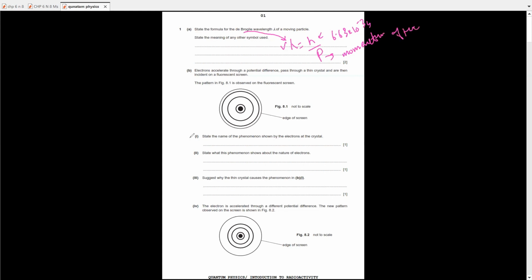The second part is: state the name of the phenomenon shown by the electron and the crystal. Again, if you have studied the chapters, you know that this is a diffraction pattern made by the electron when it is passed through the atomic cluster, diffraction grating, sorry. So this is electron diffraction.